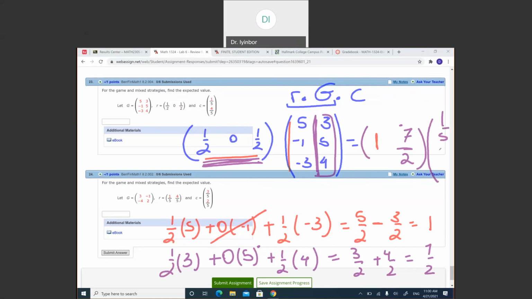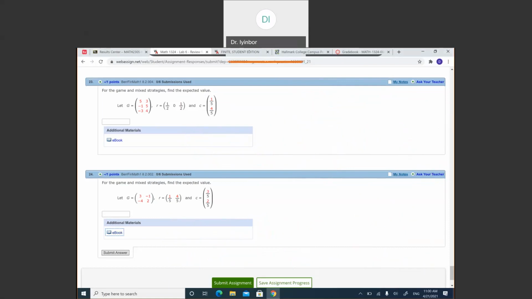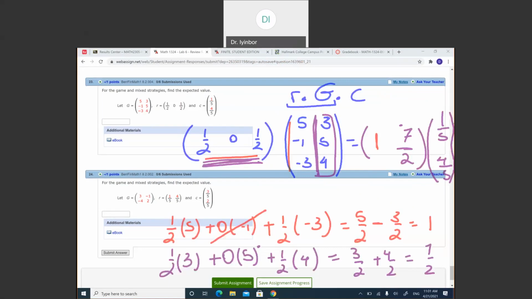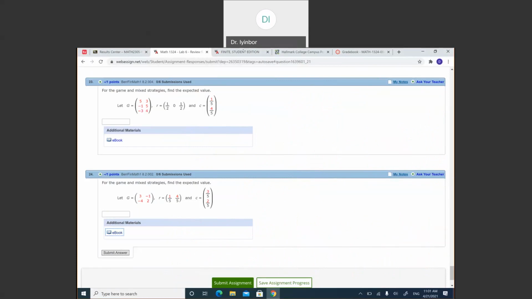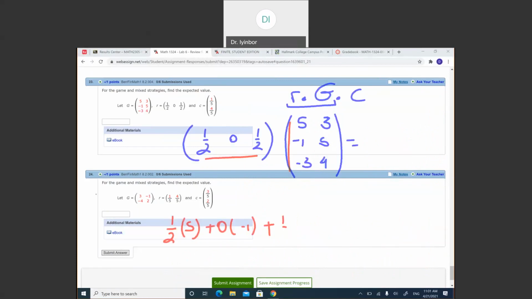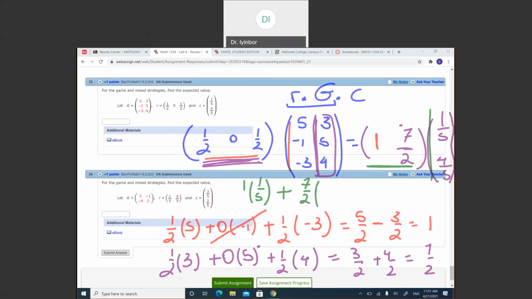Now this matrix I need to multiply by C, which is 1/5 and 4/5. So how do you multiply them? The same way, multiplying row by column. And the answer is going to be only one number. So you multiply 1 times 1/5 plus, it's always plus, 7/2 times 4/5.